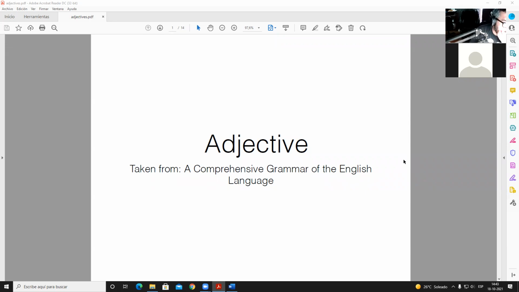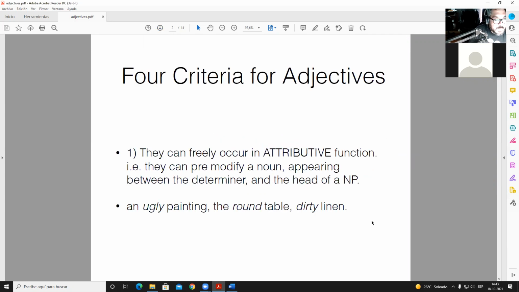Adjectives, taken from A Comprehensive Grammar of the English Language, written by Randolph Quirk, right? It's quite an old book, but really, really good one. Okay, I'm going to read this, and then I'm going to try to provide some further comments on this. However, we have already done this before during our previous lesson.